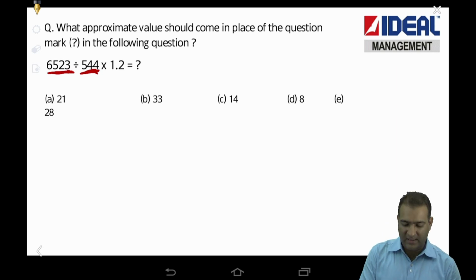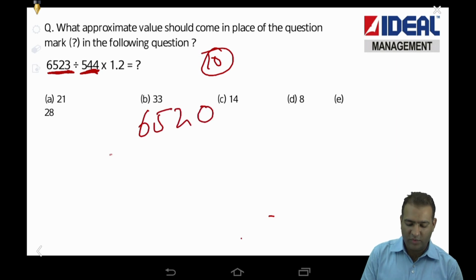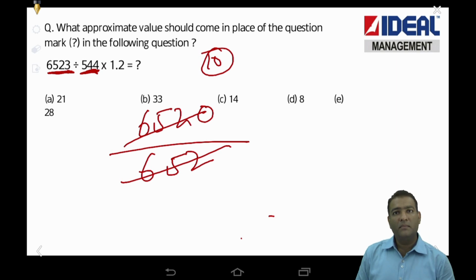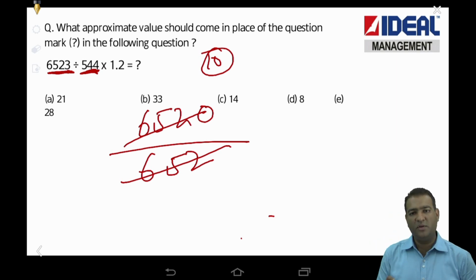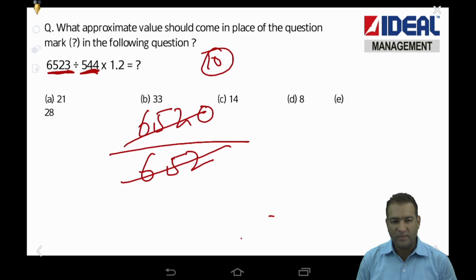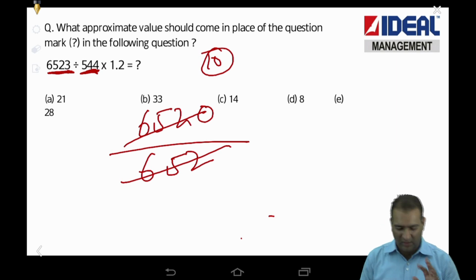Now, if this was there, can I say my answer would have been 10 directly? 6520 divided by 652, my answer will be 10. That's what it is now. Trust me, the question is solved. There is nothing in it, the question is finished here. Understand this, it is finished.